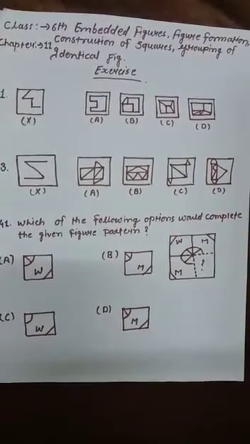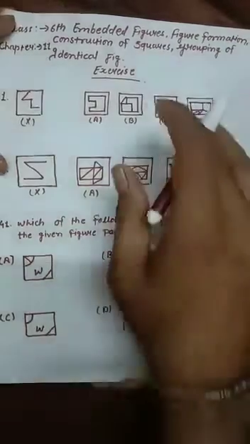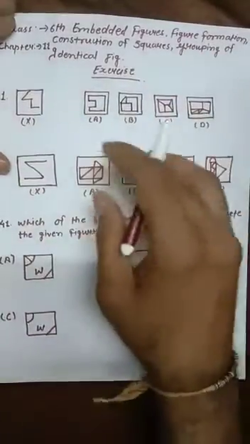Hello everyone. Today we are going to solve chapter number 11 of class 6, that is embedded figure, figure formation, construction of squares and grouping of identical figures. Now what is this, and what kind of a chapter is it?